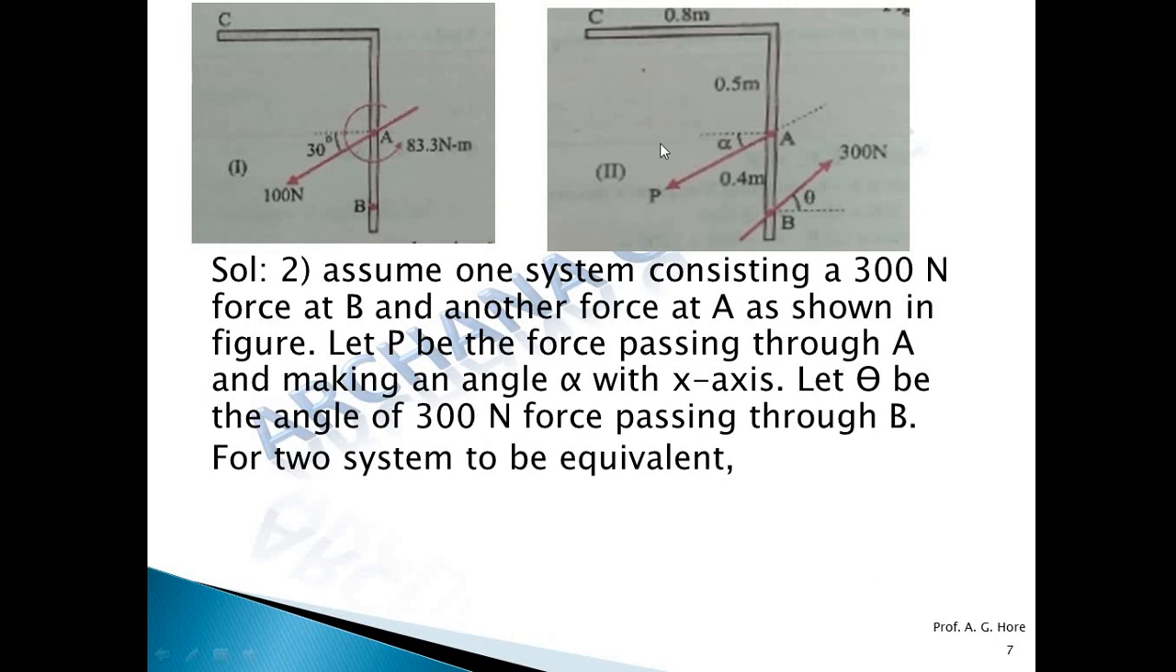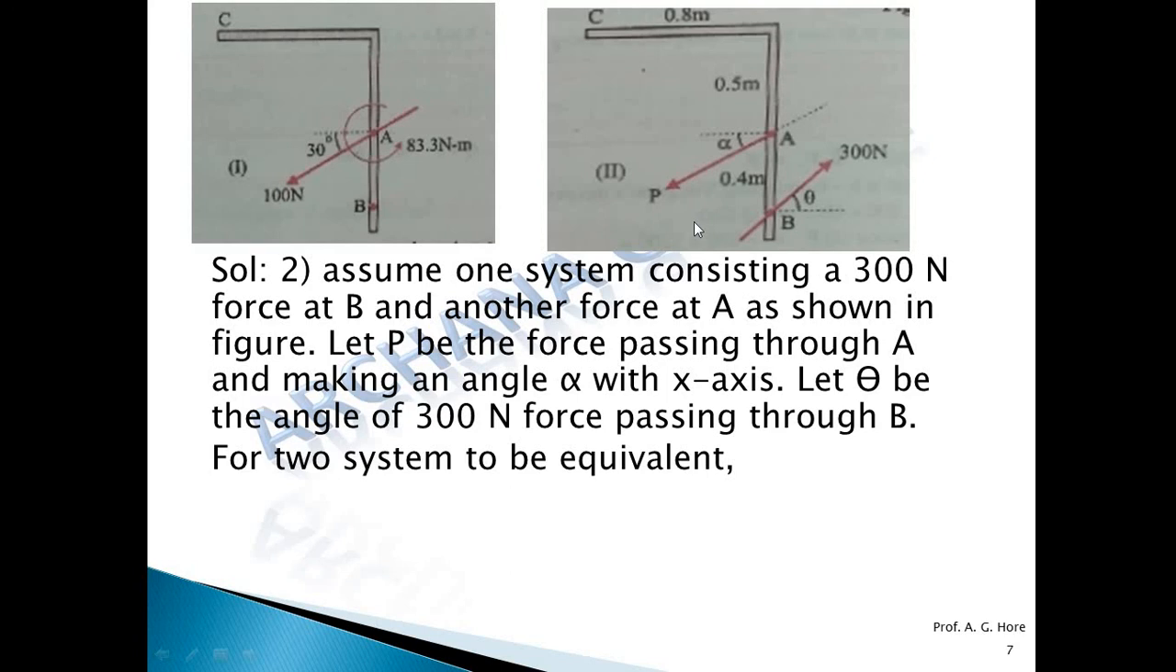So if these two systems are equivalent, that is given in the numerical, we have three equations. These three equations must be satisfied by these two systems. Here we want to find out the value of P. Alpha means its angle, and theta is the direction of that 300 Newton force. Okay, we assume this system like this. If we get the answer positive, then our assumption is correct, otherwise it is opposite to that of the assumed.